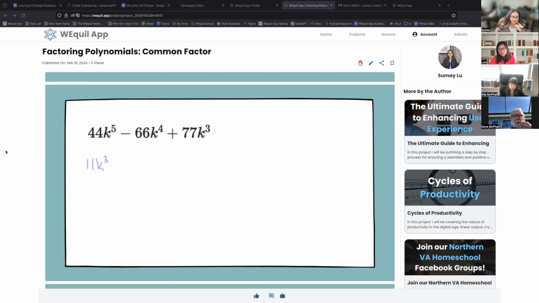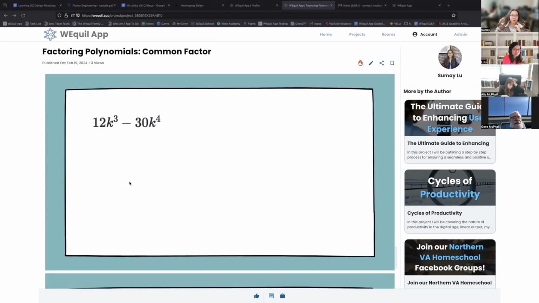Makes sense. Okay. And then we'll get the length, which is 11 times 4 equals 44. Then we need k squared because 3 plus 2 is 5. Then minus 6k plus 7. Because for 77k cubed, we already have the k cubed over here. Right? Does that make sense? Yeah. So this is an equivalent expression. All right, awesome. We can move on.